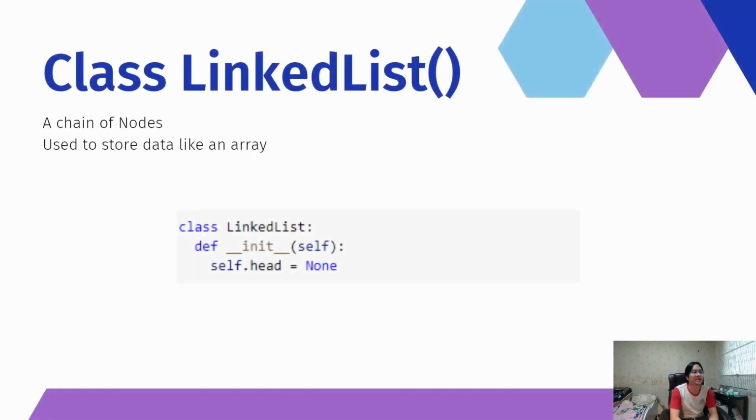The second class we're going to talk about is the linked list. It is a chain of nodes which is used to store data like an array. As you can see, there's only one attribute for this class, which is self.head. Self.head is used to identify the first node of the linked list.